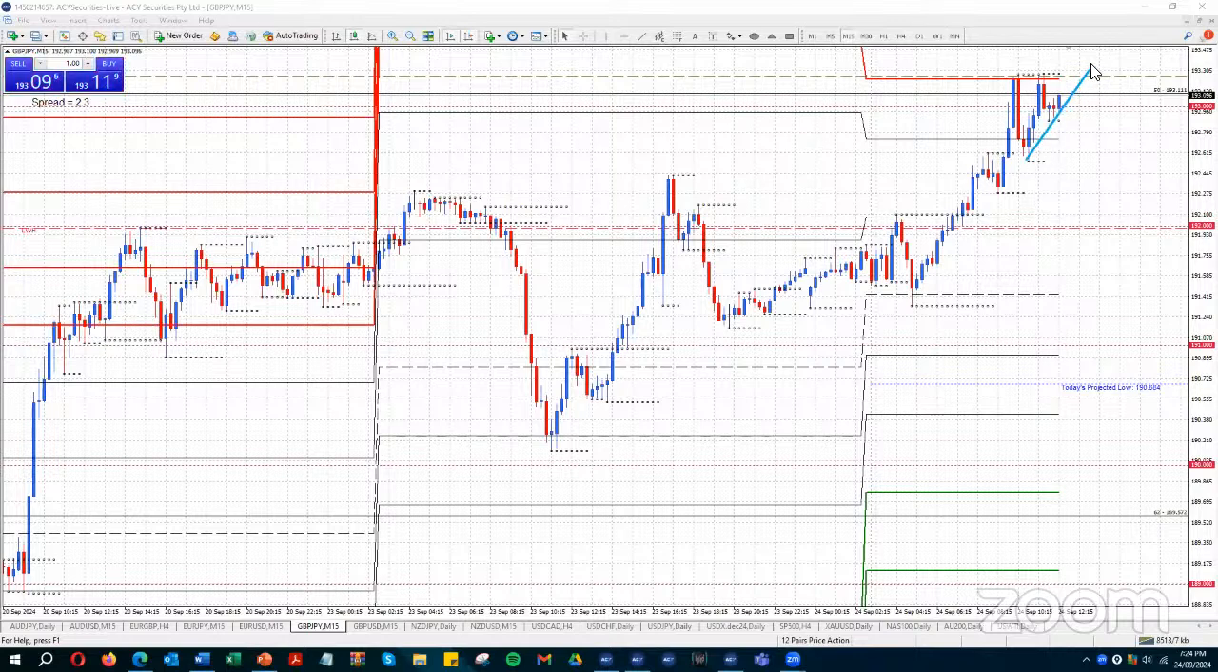For trend line break, we don't have that yet. Over the next hour or two, we may just blow straight through the top. But I don't buy into tops, so I don't have a setup for a buy.